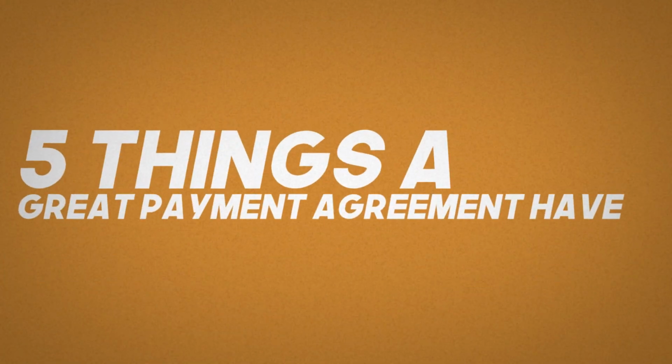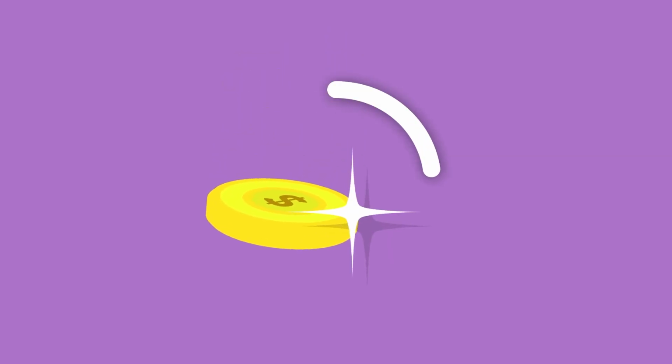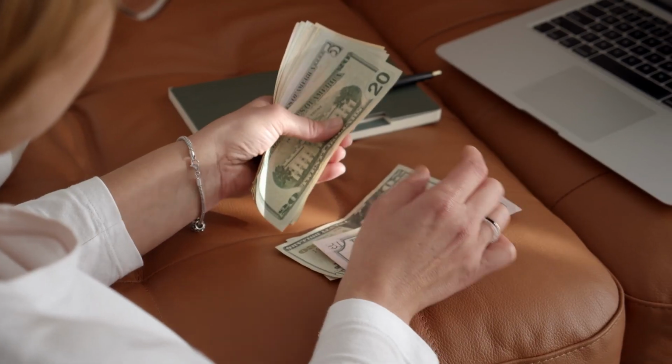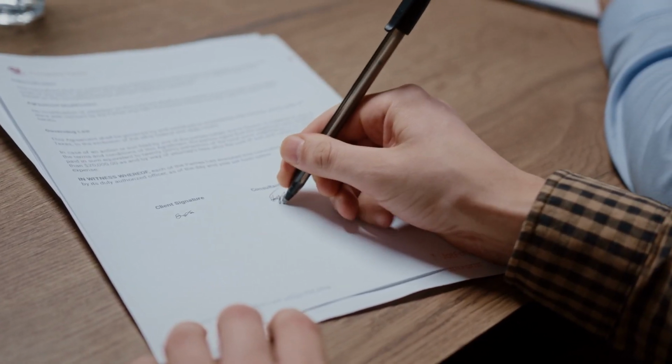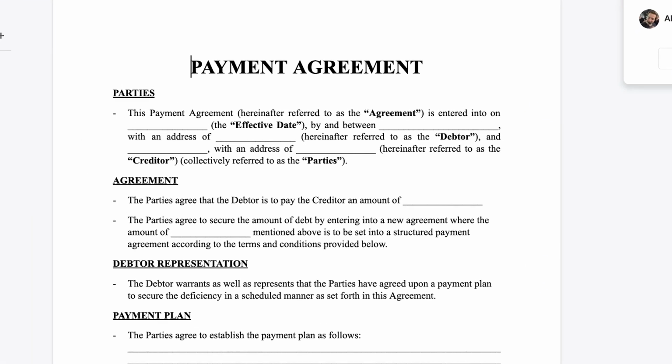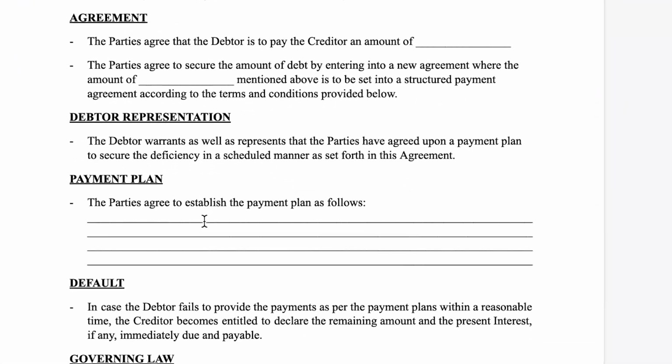A great payment agreement has these 5 things. It has the debt amount, it has the payments and repayment schedule, the payment defaults, what happens in those cases, any amendments, and the signatures at the bottom. And this free payment agreement from Signaturely has all of that stuff. You can see the parties, the agreement, the payment plan.